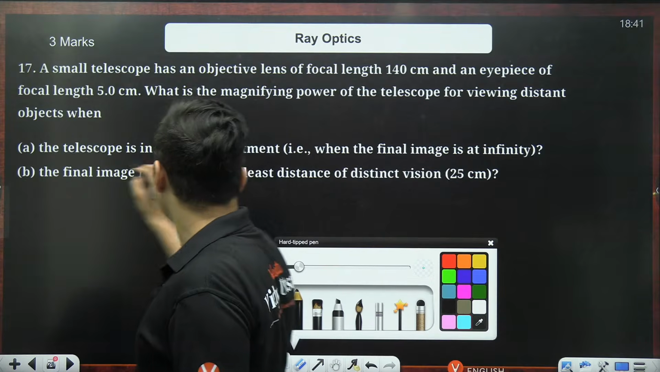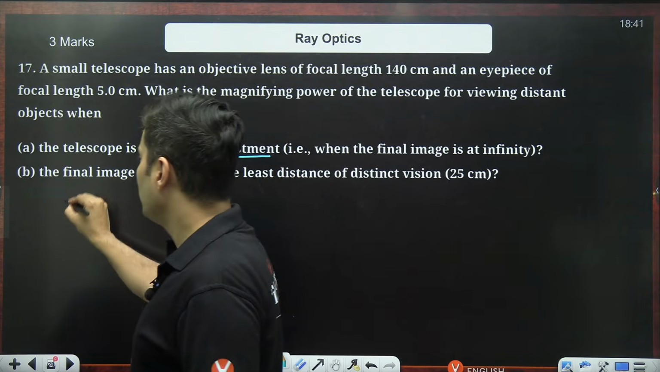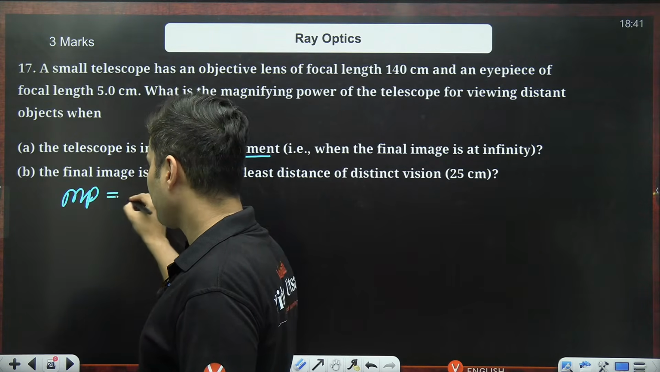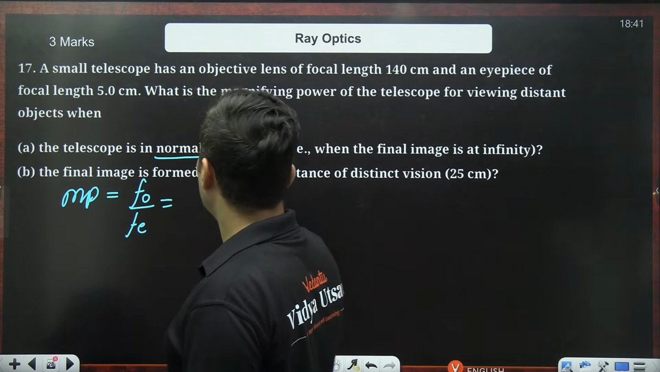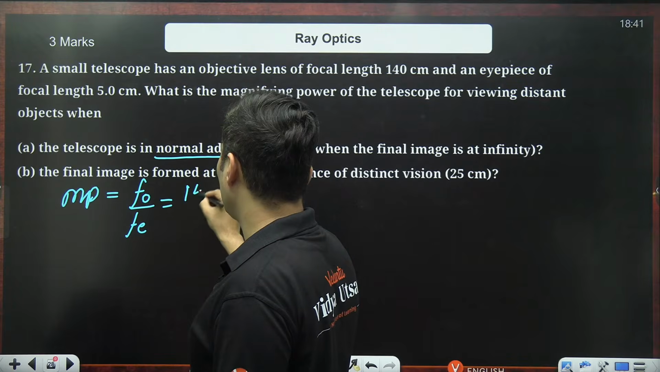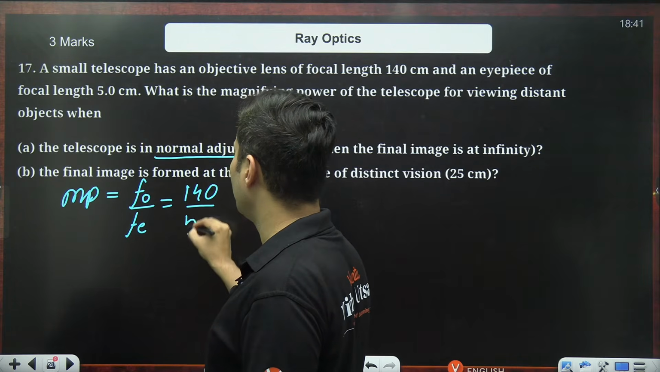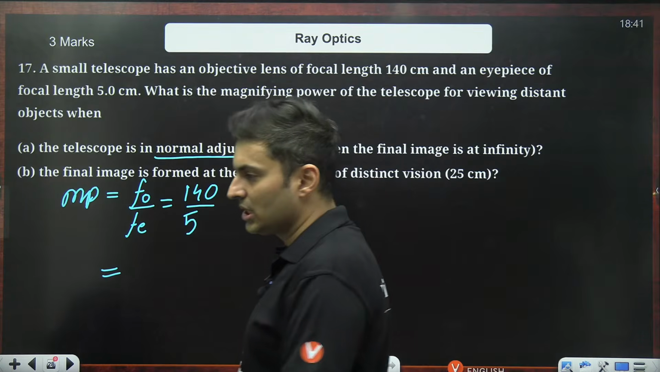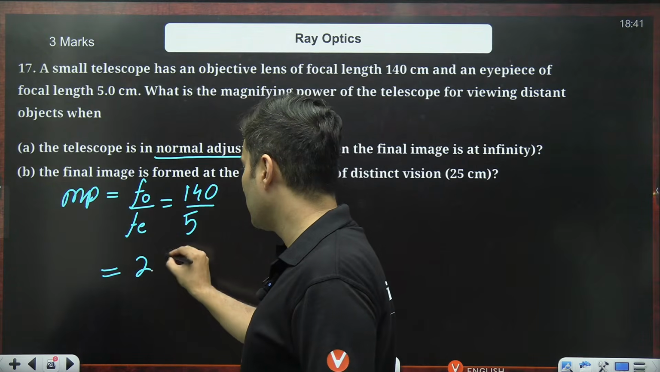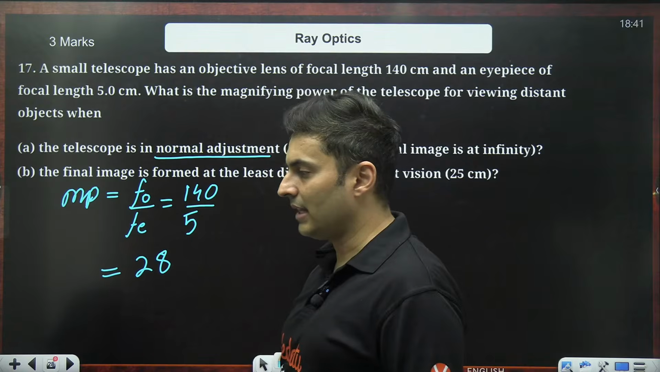So if you talk about normal adjustment, the magnifying power is nothing but FO by FE, and FO is nothing but 140, guys. FE is nothing but 5. So 140 divided by 5, how much is it? 28. So 28 is the answer. Simple.